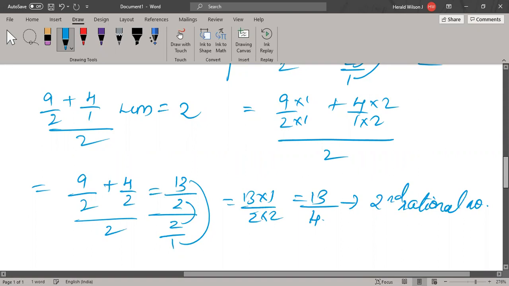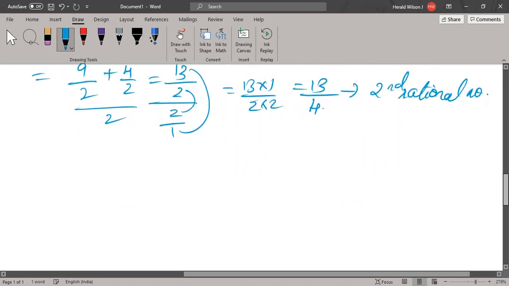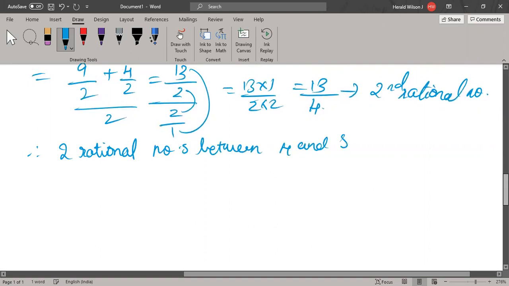Therefore, what is your concluding statement? Therefore, two rational numbers between 4 and 5 are, we got 13 by 4 and 9 by 2 here.